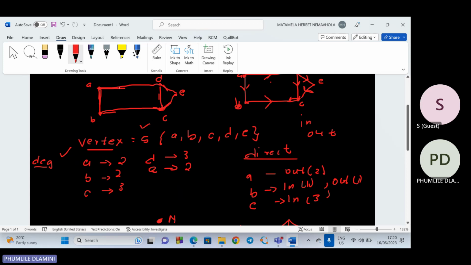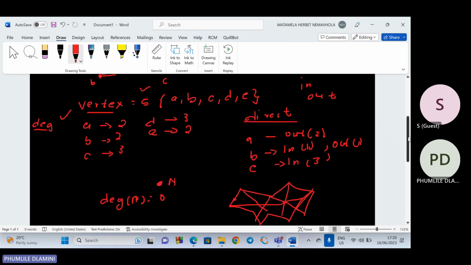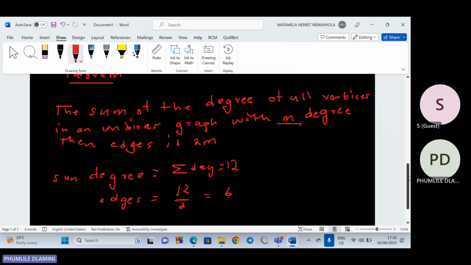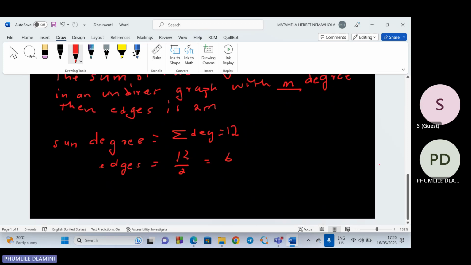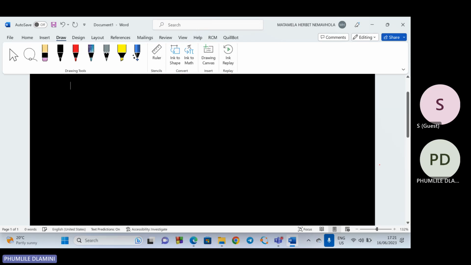So if we check 1, 2, 3, 4, 5, 6, there are 6 edges. So that's how you do it when you want to find the edges of a complicated or a very big structure. Sometimes you might ask yourself, why are you doing this module? Especially since this is part of abstract algebra, even though to you guys it is discrete mathematics.